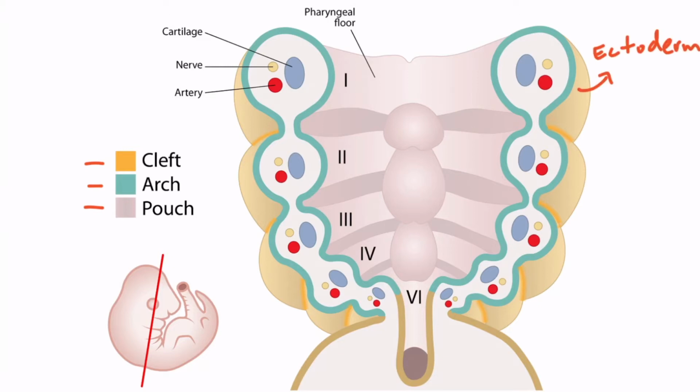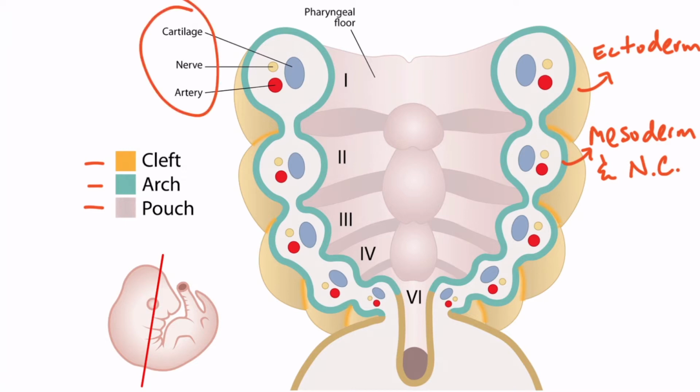The middle bulges, shown in green, are known as arches, and these are derived from mesoderm, and neural crest cells are also contained within this region. Remember, the neural crest cells come from neuroectoderm, so neural crest cells travel from a different region and go into this mesoderm area. Notice that arches contain arteries, cartilage, and nerves, which we've shown right here. Lastly, we have pouches, which are shown in pink, and these are derived from endoderm.